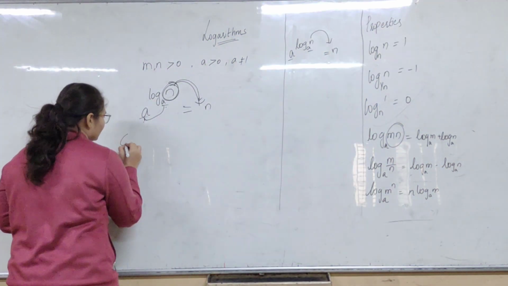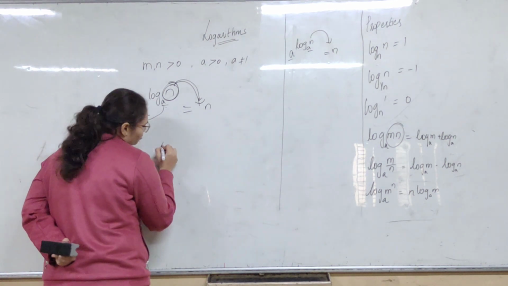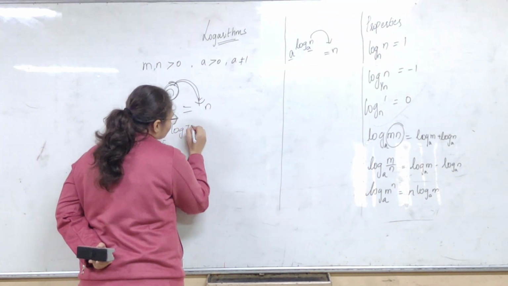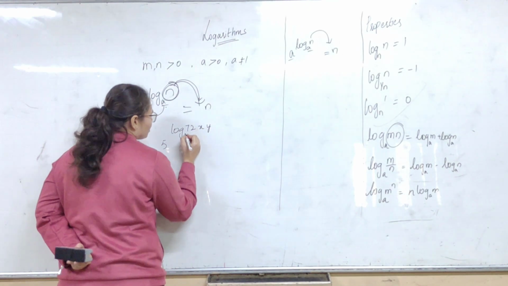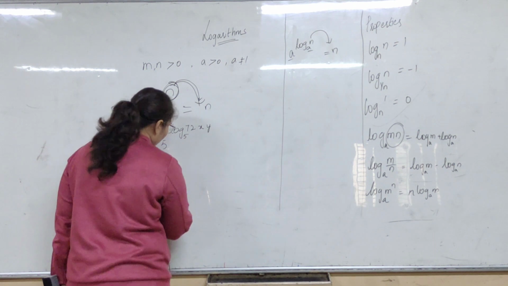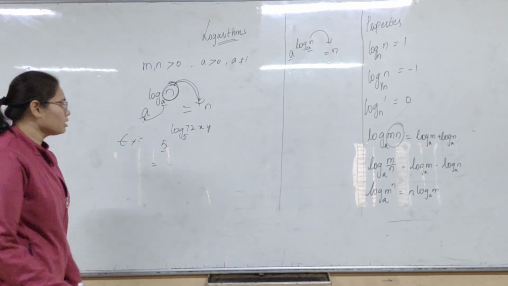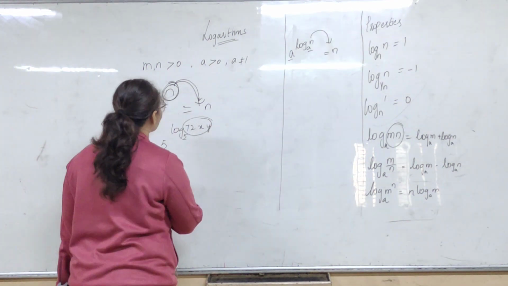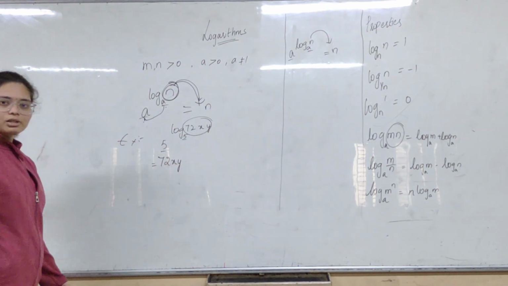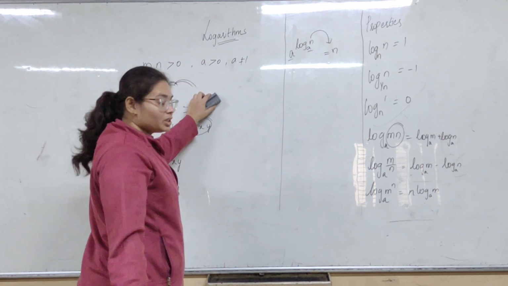So let's take an example. 5 power log 72xy to the base 5. So what can it be? Both bases are equal, so this will be coming out: 72xy. That's it. It's completed. So let's move to the next property.